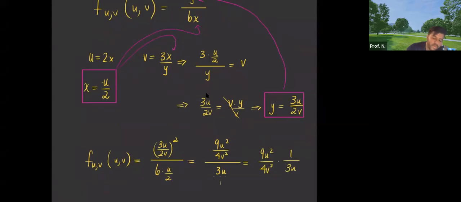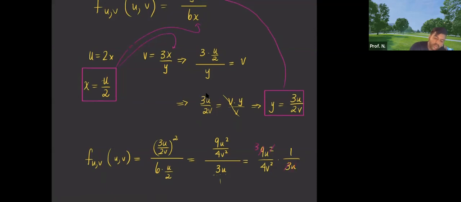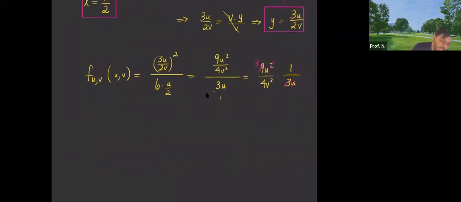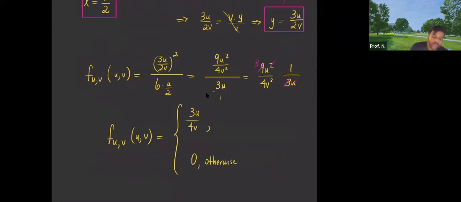Why am I doing that? Because I keep changing and flipping. And so then the 3's here cancel. The u with the u squared cancels. And I'm left with my joint distribution, f of u, v, and this is 3u over 4v, 0 otherwise. So now the question is, what's going to be the domain of this function here?